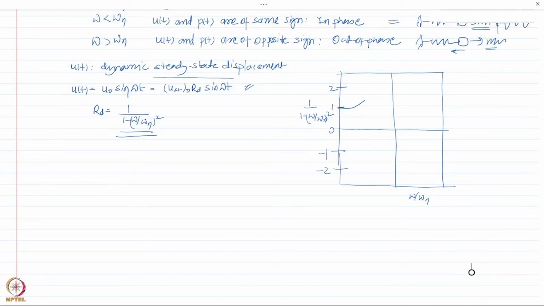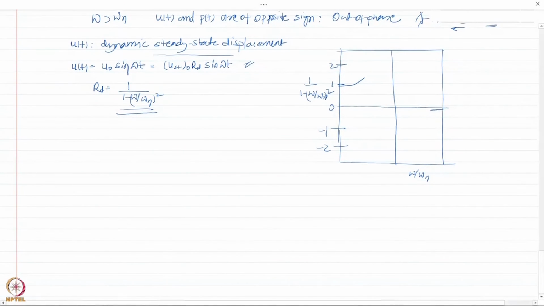The other extreme is that omega by omega n is a very large value, so it's infinity. In that case rd would be equal to 0. So it will start somewhere from here, and as you decrease the value of omega by omega n, your denominator would actually increase, but in the negative direction. When omega by omega n is equal to 1, the value becomes unbounded. It becomes unbounded here and unbounded here on the negative side. So the graph would look something like this, for this specific quantity.